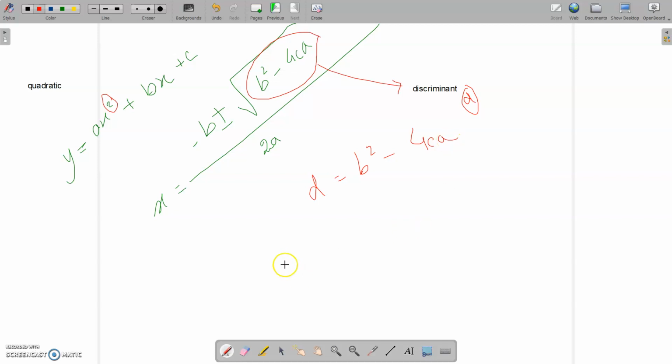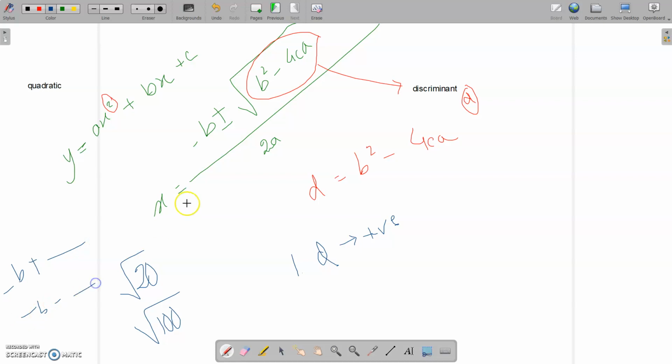Say for example, number 1, if d is positive, what will we get? If it is a positive value inside, that means the output will always be real, because it can be root over 20 or root over 100. We always get a positive output from here. Then I have minus b plus something positive, minus b minus something positive. So the output is always real. So when d is positive, I will have real roots. That is one thing.